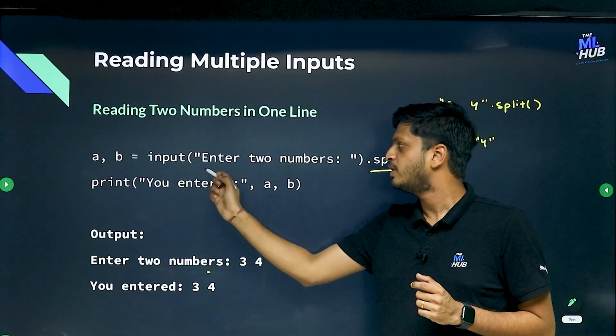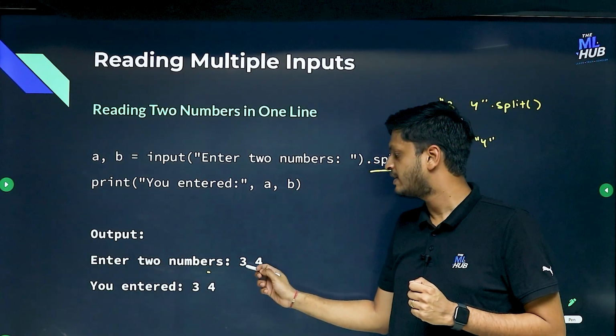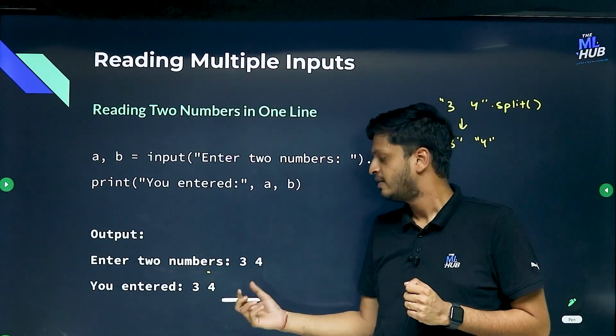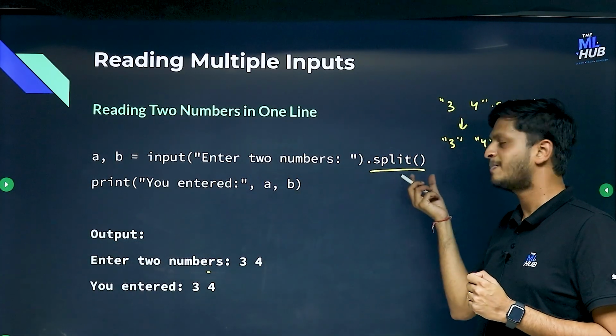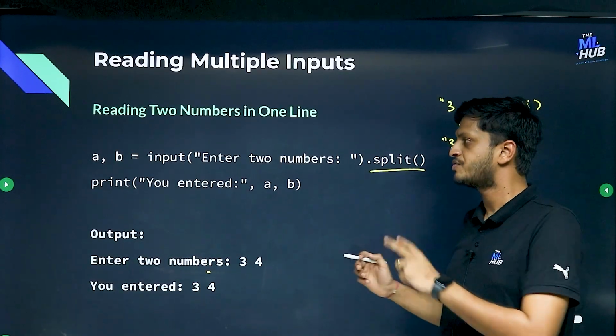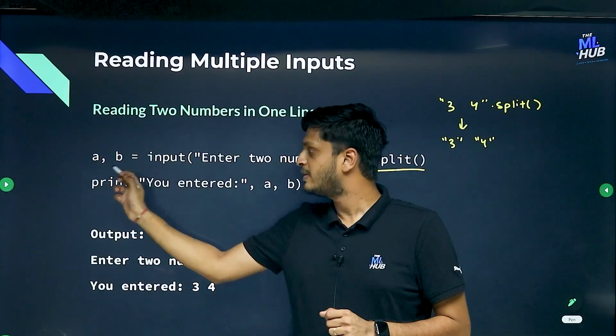So here we are saying input, enter two numbers. So enter two numbers will be displayed. Then let's say you entered 3 space 4 and then hit enter. Then 3 space 4 as a single string will be inputted. And then when you use the dot split function, it will split it into two strings. 3 will go in A and 4 will go in B. But right now, both of them will be strings only.